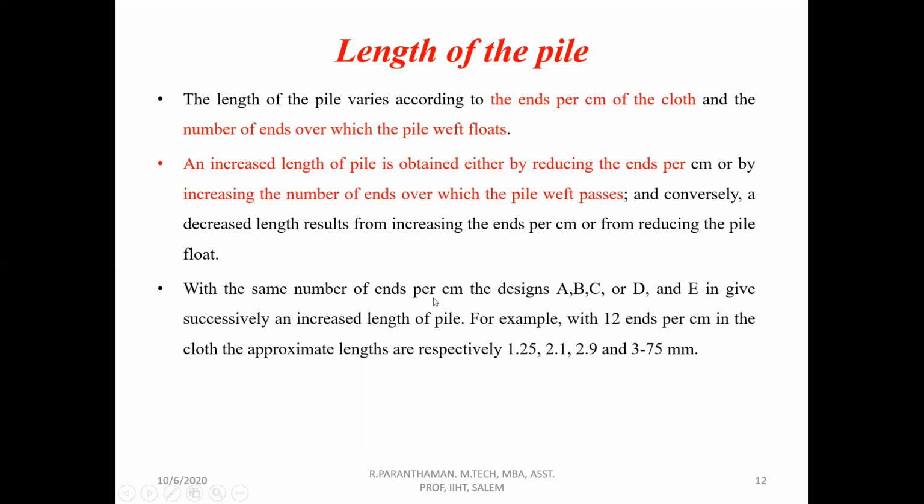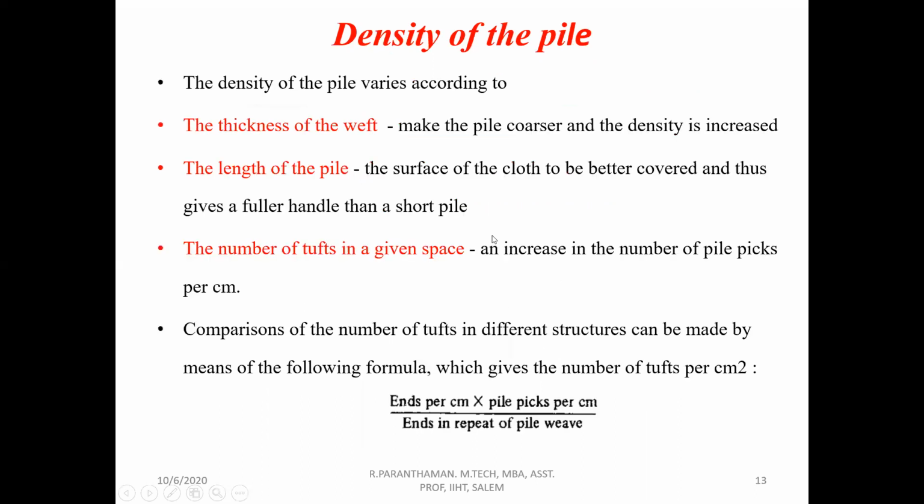In the diagrams, the designs A, B, C, D, and E successively increase in length of pile. For example, with 12 ends per centimeter in the cloth, the approximate lengths are respectively 1.25, 2.1, 2.9, and 3.75 mm. Then the next one is important.